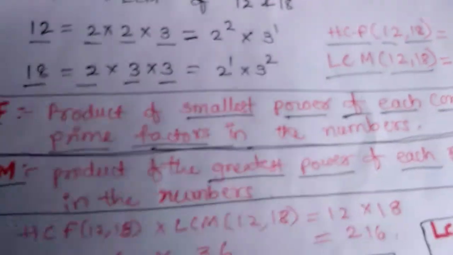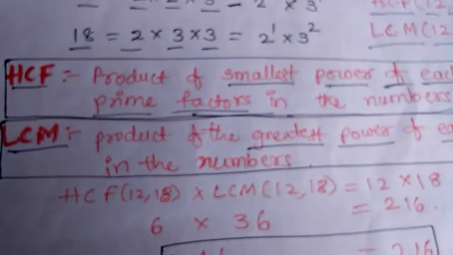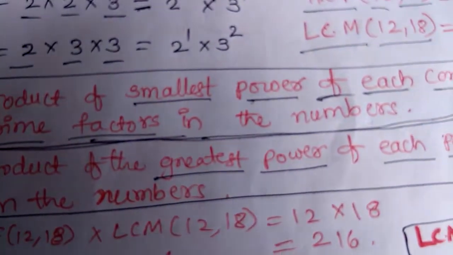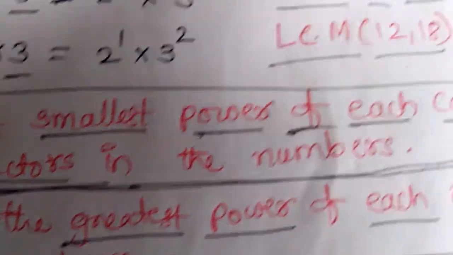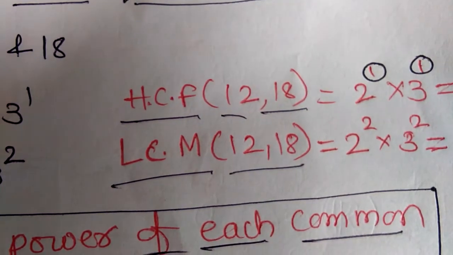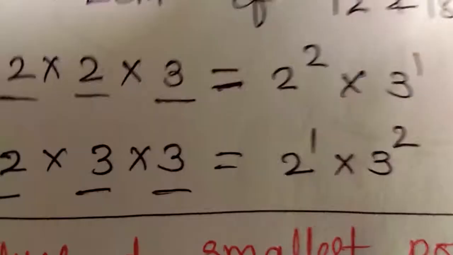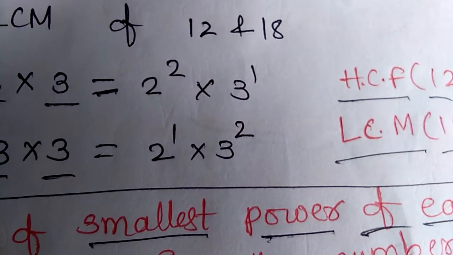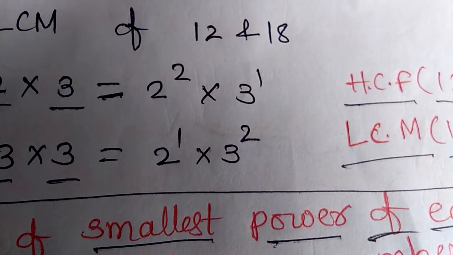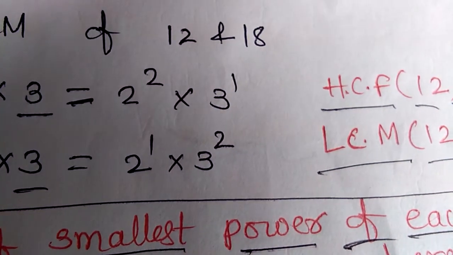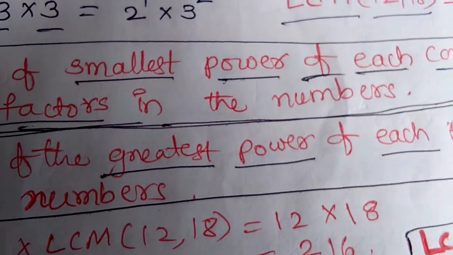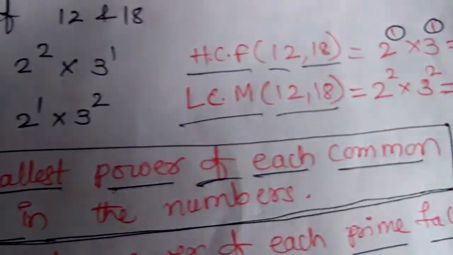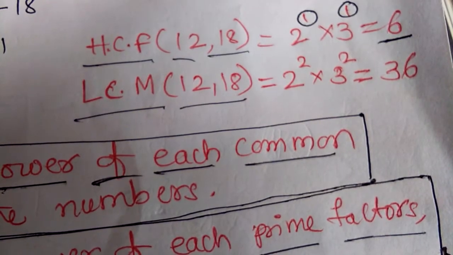When it comes to the LCM, it is the product of the greatest power of each prime factor of the numbers. So in this case, take the LCM of 12 and 18. Among 2 square and 2 power 1, 2 square is the greatest power, and among 3 power 1 and 3 square, 3 square is the greatest power. So you observe that the greatest power of each factor has to be considered. Therefore 2 square into 3 square will give you 36 as the LCM.